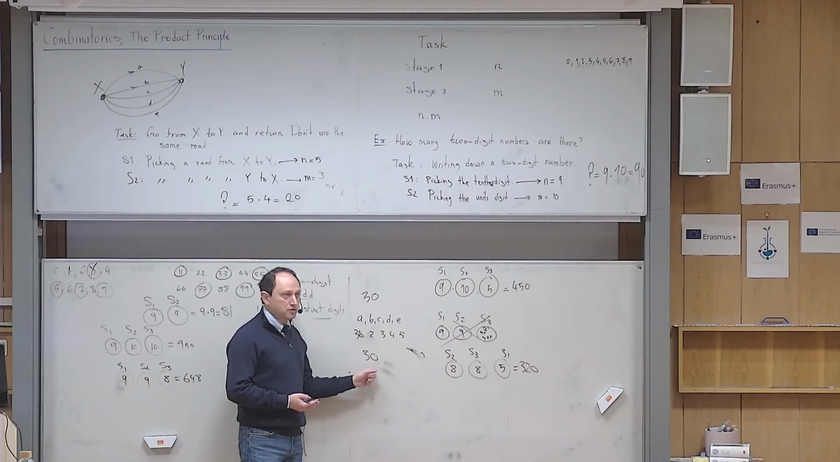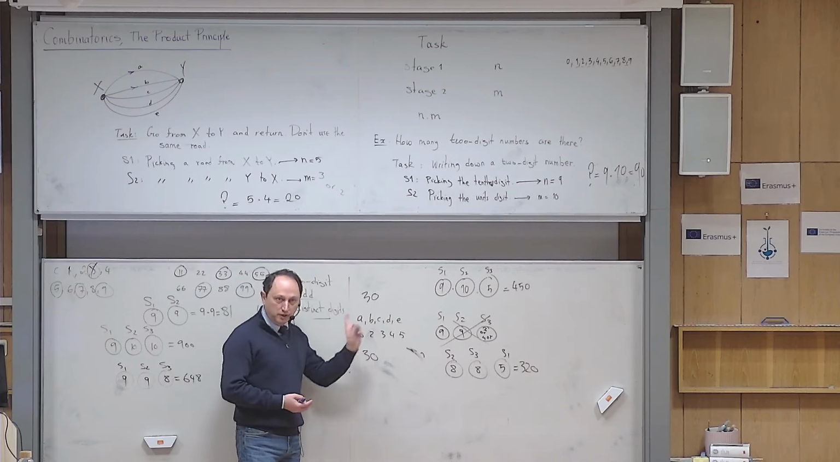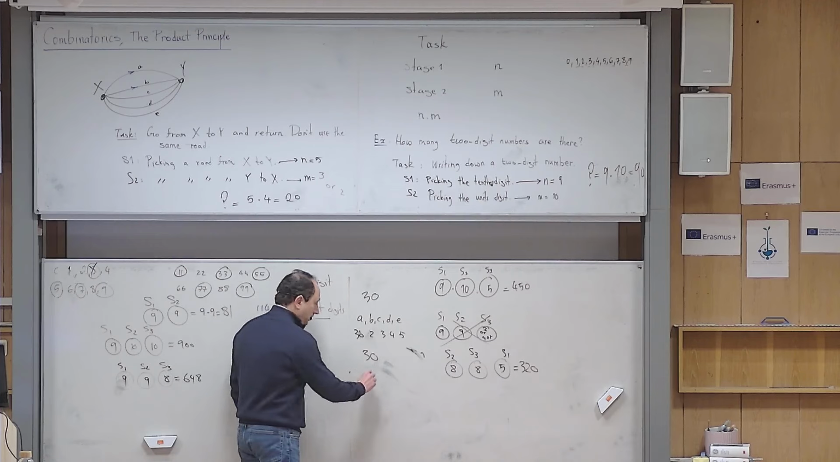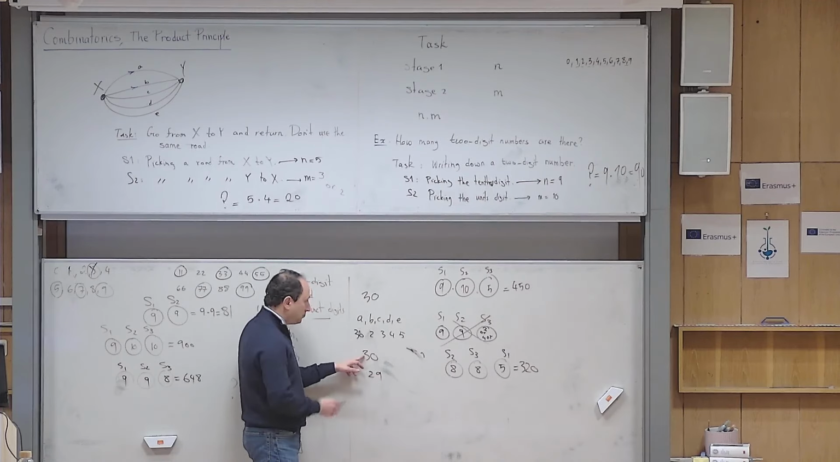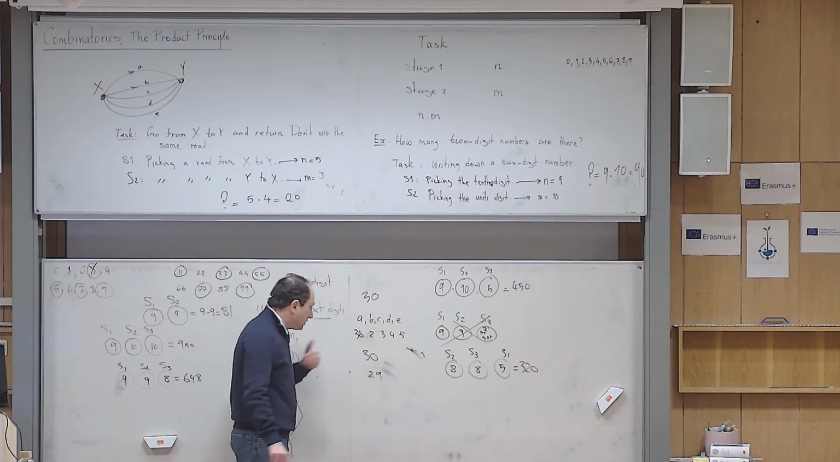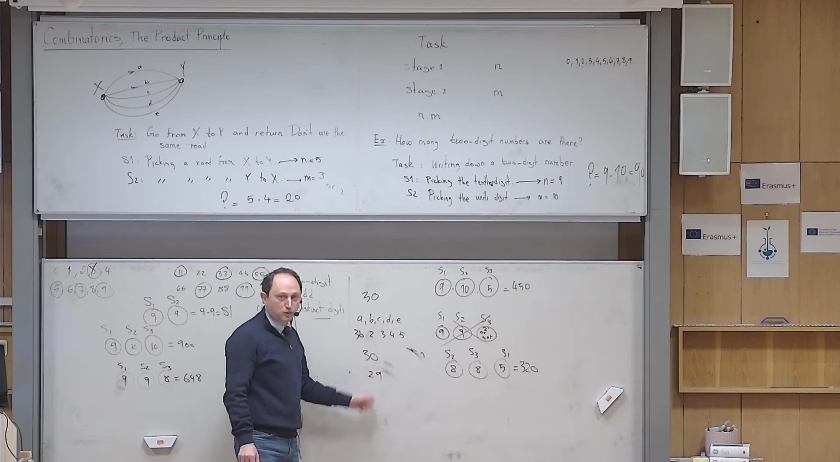Okay? How many options are available for me? 29. Because one of them is already occupied by the first person. How many options are available for the second one? 29. Is this 29 independent of which chair is assigned to A? Yes, it doesn't matter which chair is assigned to A. The number of chairs available for the second person is 29.